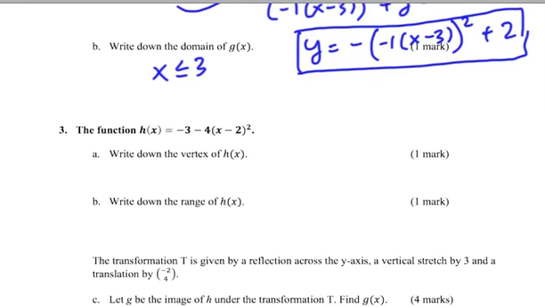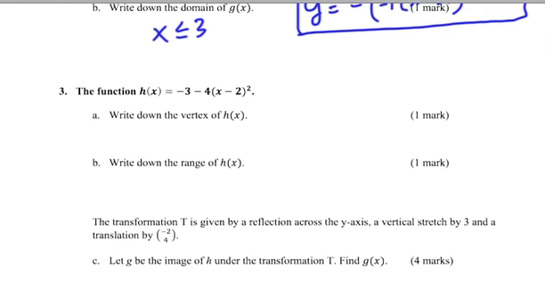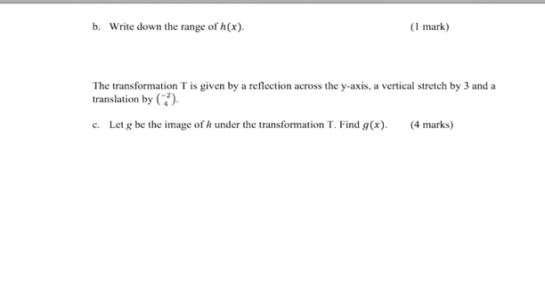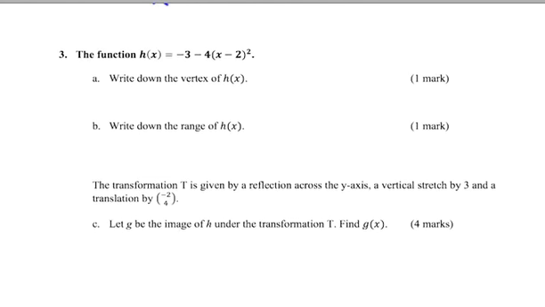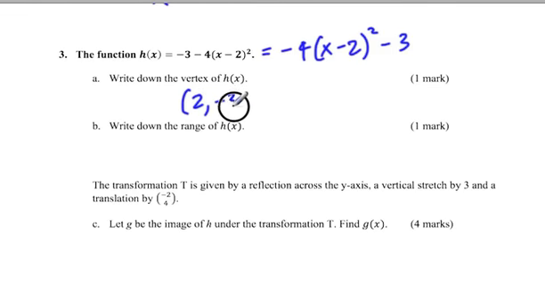Okay, so now we're on to the very last problem, which is number 3. Write down the vertex of h of x. Remember, the first thing you should always do is rearrange this. So you get negative 4, and then you go x minus 2 squared, and then you go minus 3. We can see right away that the vertex is 2, negative 3. So that's our vertex, and we're done.